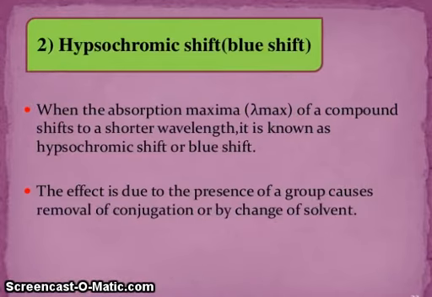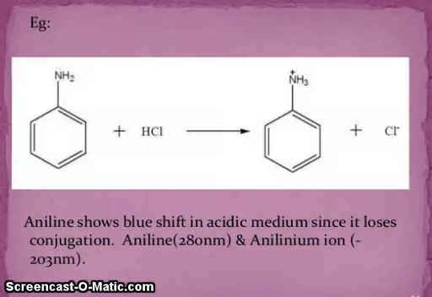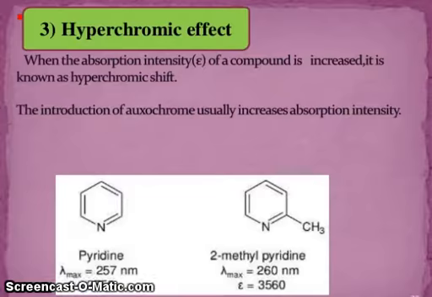Hypsochromic shift, or blue shift: when the absorption maxima of a compound shifts to a shorter wavelength, it is known as hypsochromic shift or blue shift. The effect is due to a group causing removal of conjugation or by change of solvent. You can see that aniline shows a blue shift in acidic medium since it loses conjugation in the anilinium ion. Now hyperchromic shift. When the absorption intensity of a compound increases, it is known as hyperchromic shift.